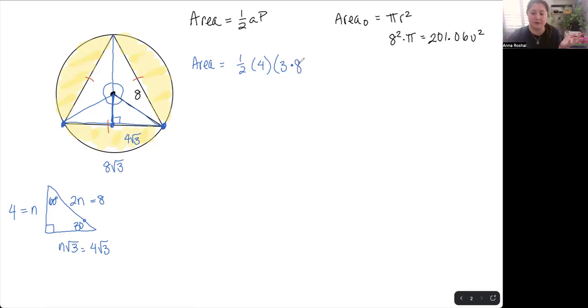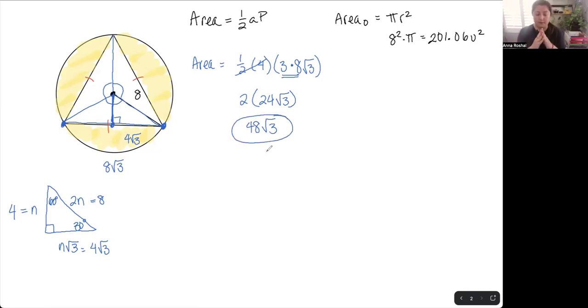So because it's a triangle, I have 3 sides. So 3 times 8 root 3. One of the things that I can do is I can actually simplify this and end up with 2 times 24 root 3, because I just did that math here. And then I end up with 48 root 3. 48 root 3 is the area of the triangle, okay?